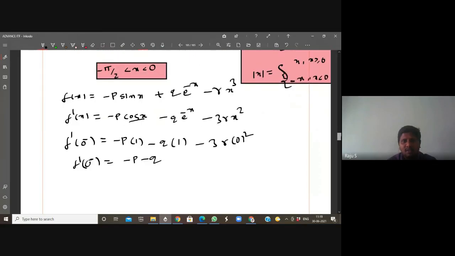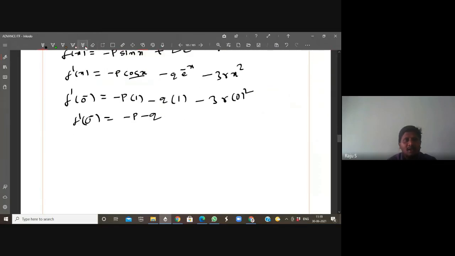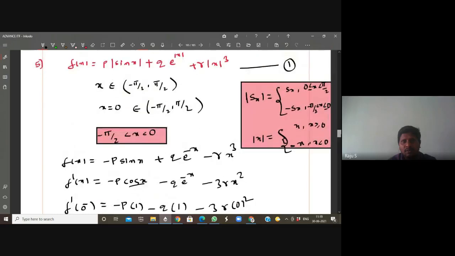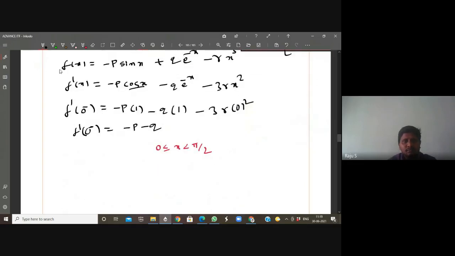In the same way, we have to find the right hand derivative, that is for 0 lesser than or equal to x lesser than π/2, nothing but for positive values. For positive values, what is the function value, student? Here f of x is equal to p sin x plus q e to the power of x plus r x cube. All are positive.